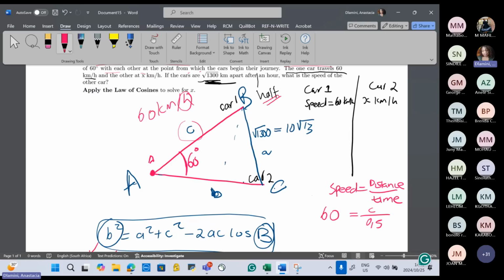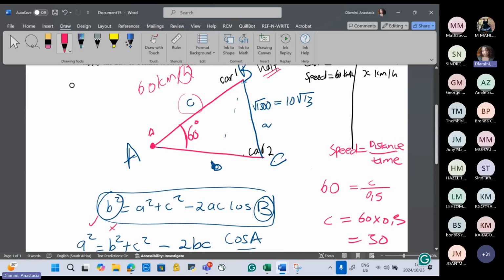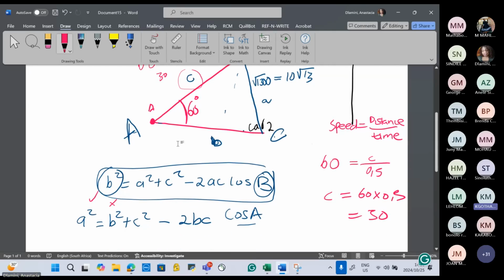Make sense? Yes, ma'am. So therefore, C is equal to 60 times 0.5, which is equal to 30. So the distance is 30, meaning our C is equal to 30 kilometers, sorry. Are we all together? Yes, ma'am. So now we have the C.